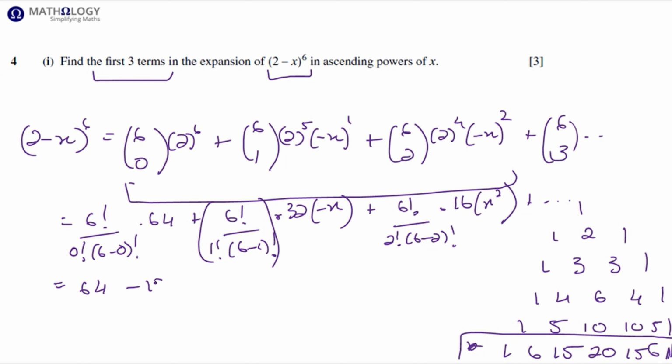So the second term is minus 192x. The third coefficient is 6 factorial divided by 2 factorial times 4 factorial, which is going to be 15. 15 times 16 would be 240, times x squared. So it would be plus 240x squared. And just to reiterate, we don't have to expand the entire binomial because we only require the first three terms, which are 64 minus 192x plus 240x squared.